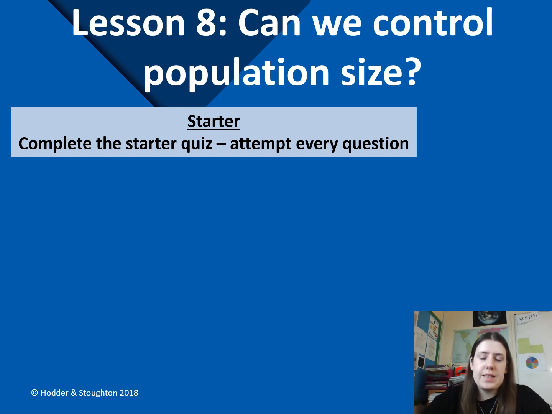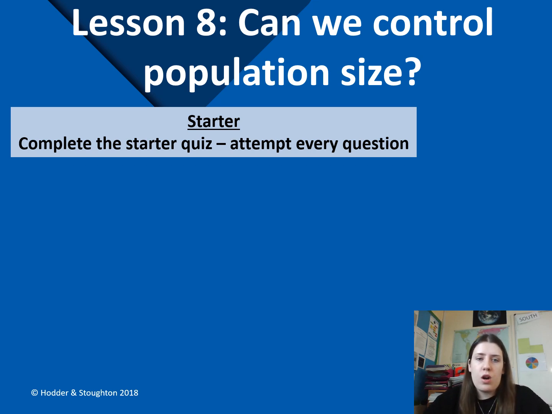So this is lesson 8, can we control population size? For this you'll be looking again more at population pyramids, and you'll also be looking at the demographic transition model. So you'll be looking at both of those. You might have to look back at some previous work.